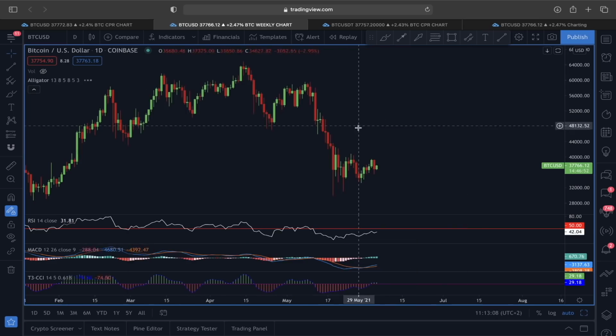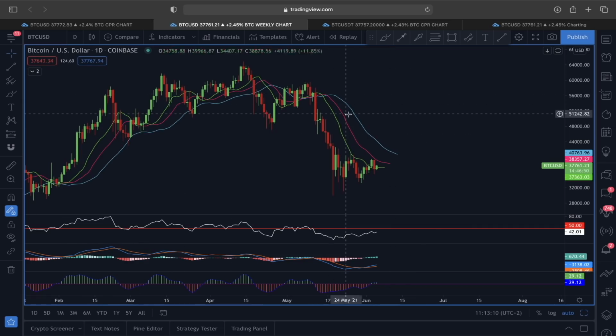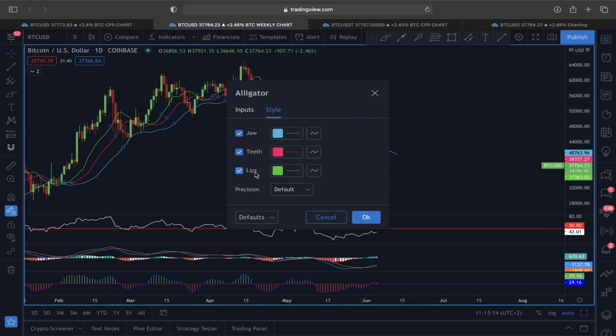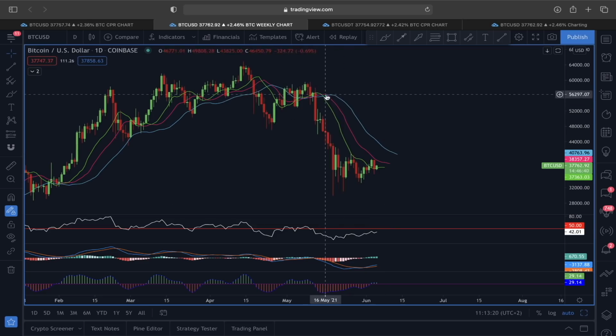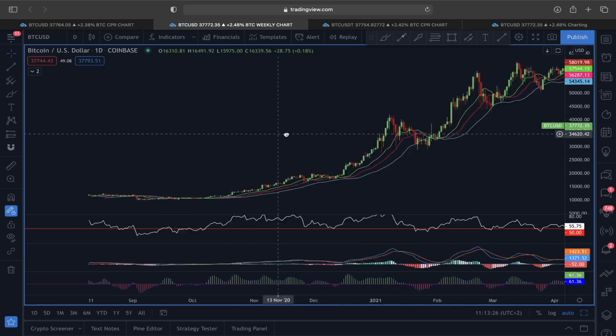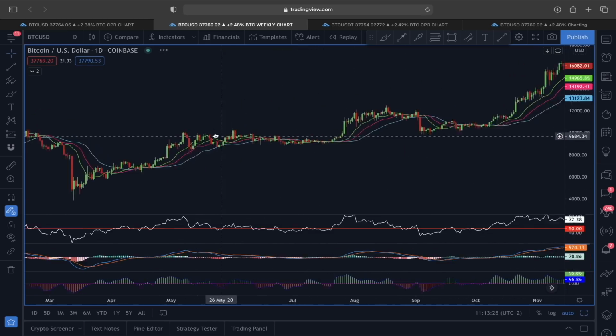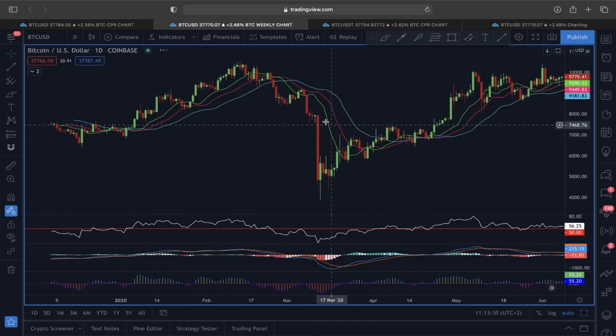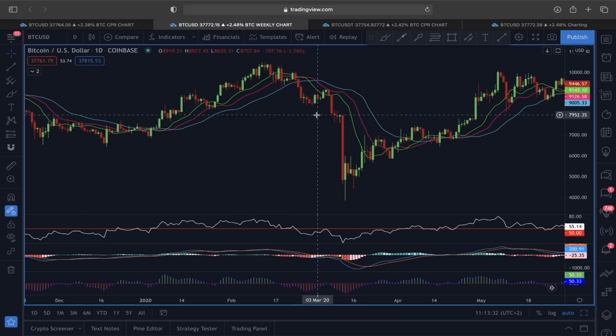So this green line, right, what you are about to see here, this is the lip of an alligator. The red line or the pink line is the teeth, and the blue line is the jaw. And every time when we see this blue line, the jaw line crossing over the lip and the teeth, right, you can see there has been a correction type of scenario. Every time this scenario is played again. But remember, this is a lagging indicator, right? It's not a leading indicator like CPI what we use in our video.